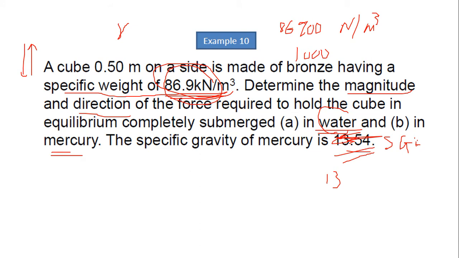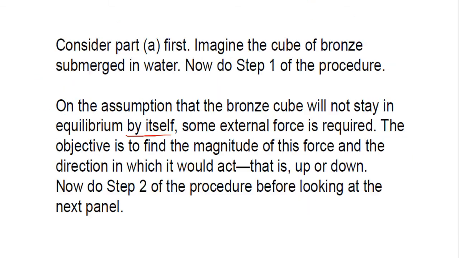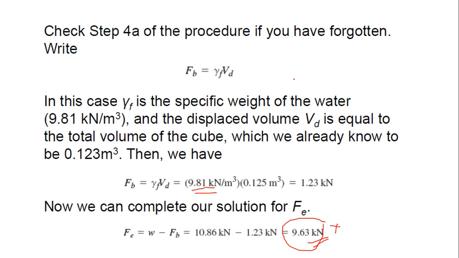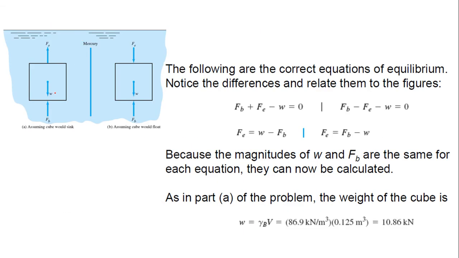Meaning we still need the force acting upward, because the bronze is heavier than mercury itself. Mercury is 13,540, so the bronze is still larger, meaning we need a force acting upward. Okay, if we want to prove it, let's assume and do the numbers for B. Okay, this is B.